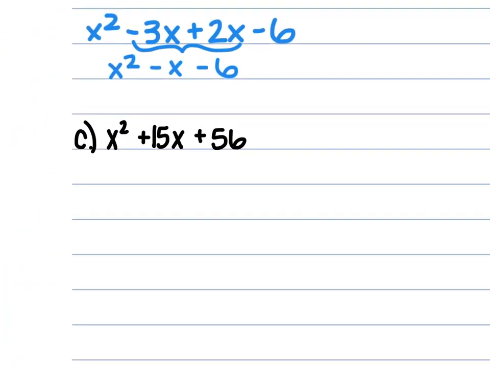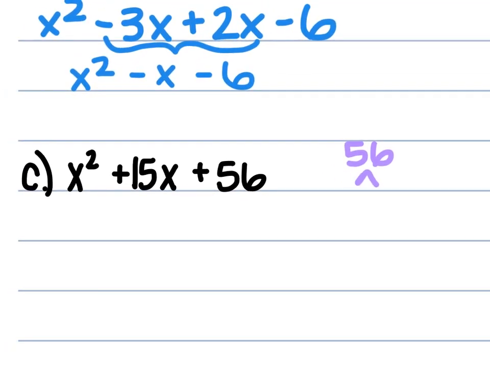For C, we have x squared plus 15x plus 56. So look at your C term. We have 56. We got to find the factors of 56. Your B term is a positive 15. So when we find the factors of this 56, we're dealing with a positive and a positive, because a positive times a positive is a positive, and a positive plus a positive is positive.